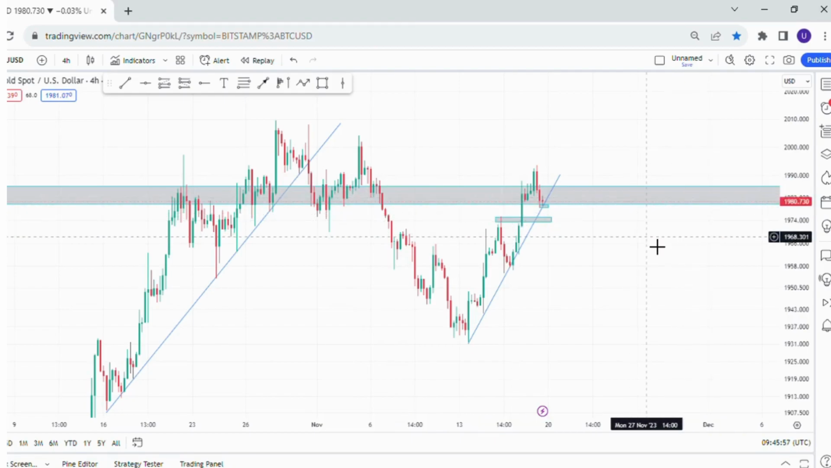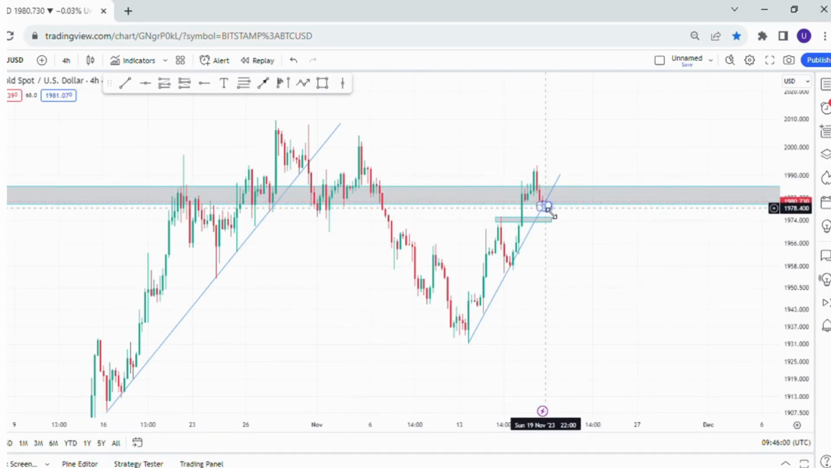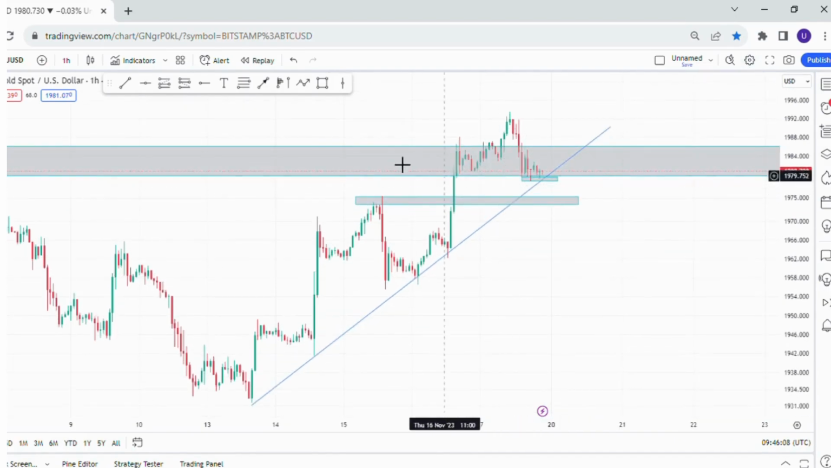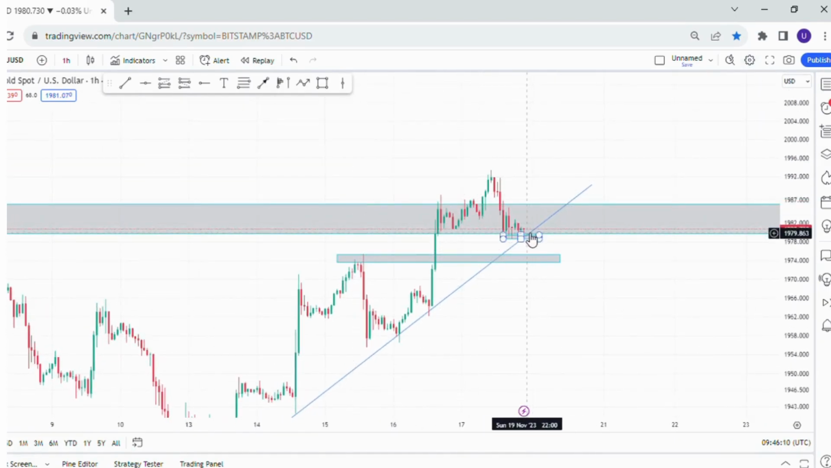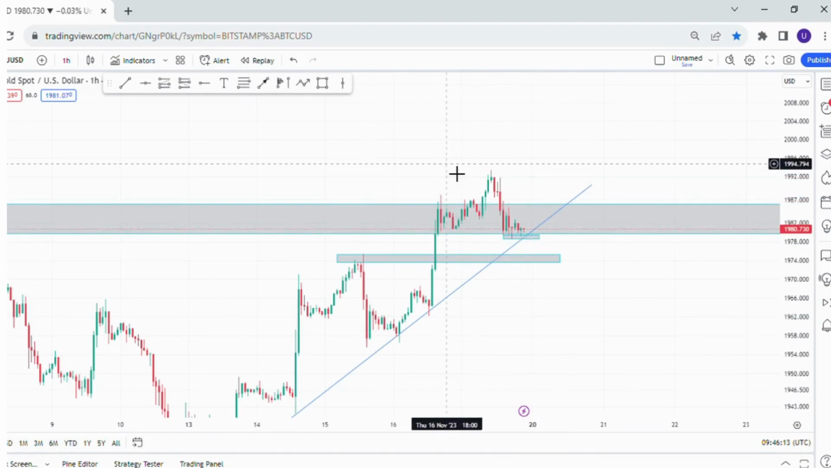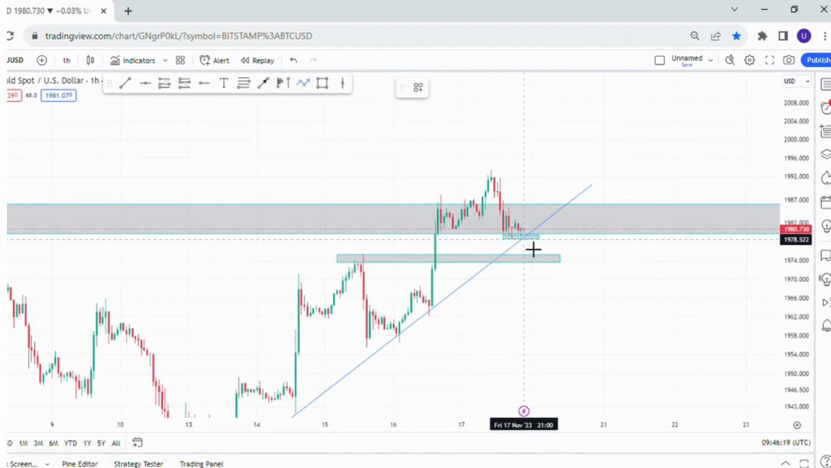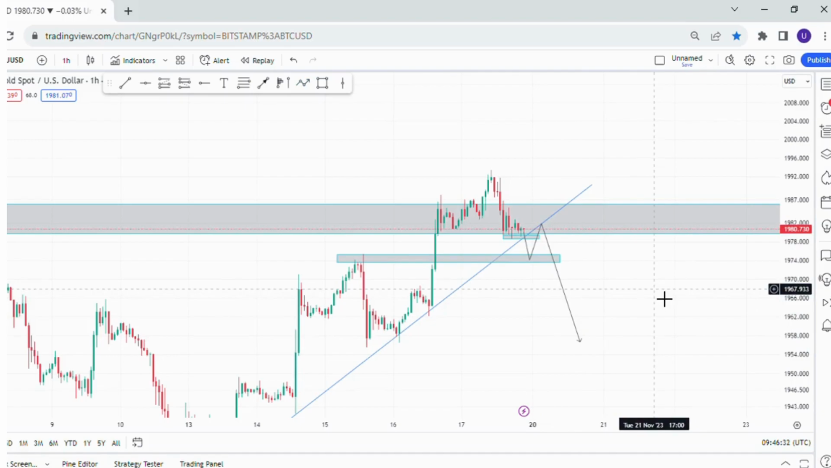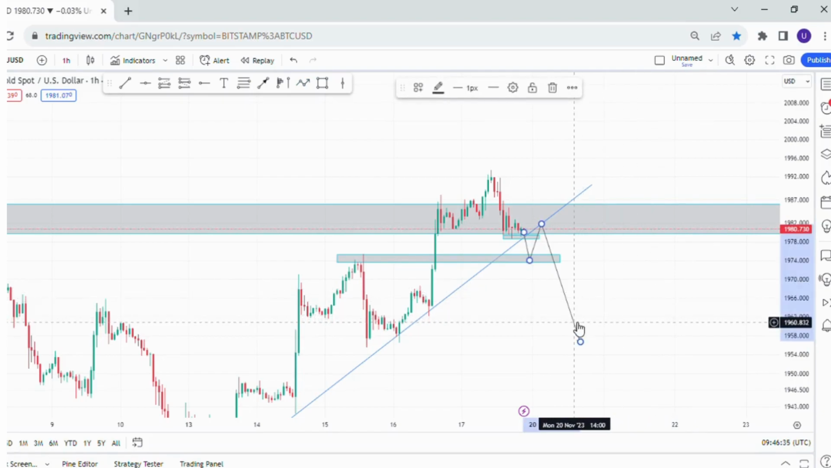So if this market breaks below this zone, let's go to the 1-hour time frame so it will be clear. If this market breaks below this zone, we are expecting, if it breaks below this range and breaks this trend line, the market to come to this zone and either continue or retest this trend line and continue falling. So those are the two scenarios.